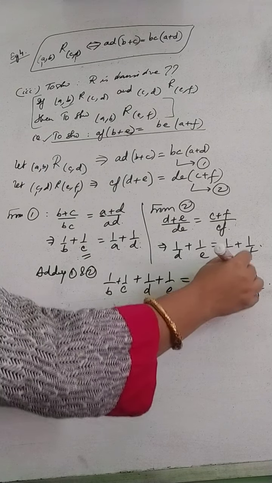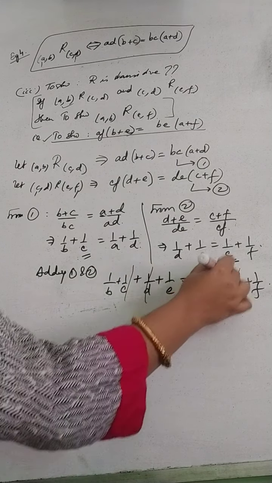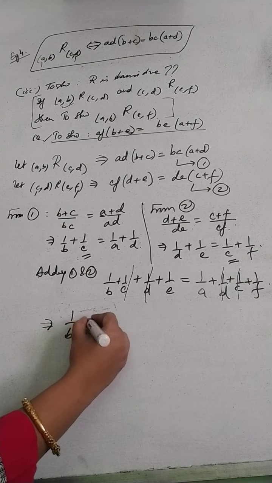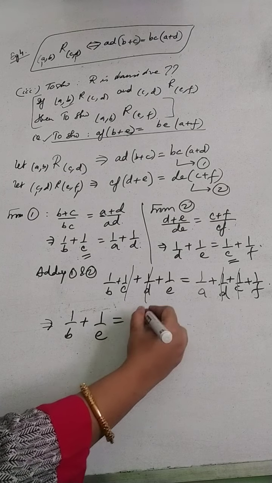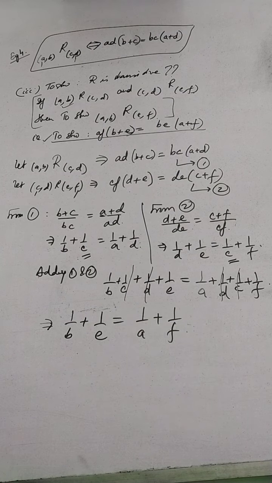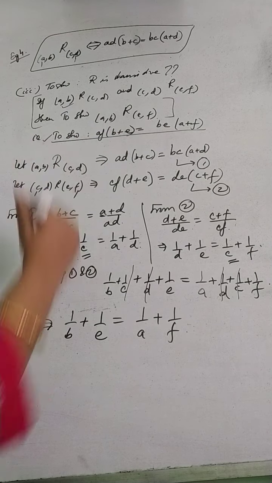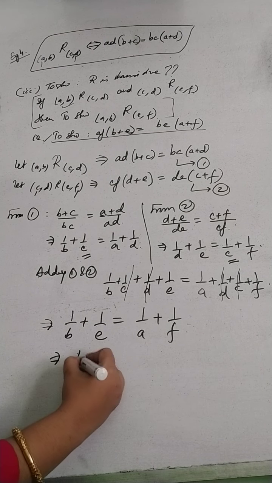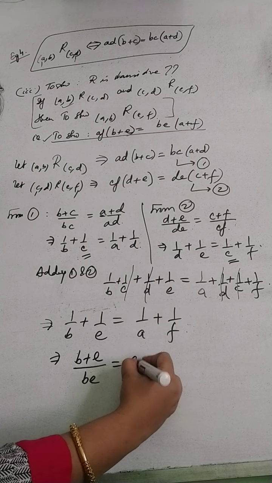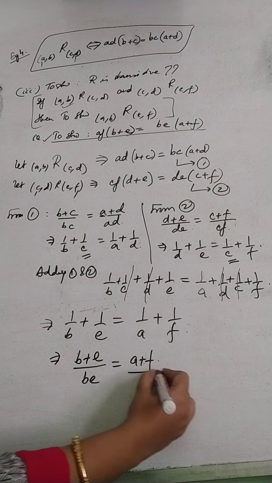Notice 1 by C and 1 by D cancel. So you are left with 1 by B plus 1 by E, which is 1 by A plus 1 by F. So notice I'm going to get this. So let me take the LCM. So it's B plus E by BE this side, and this is A plus F by AF.